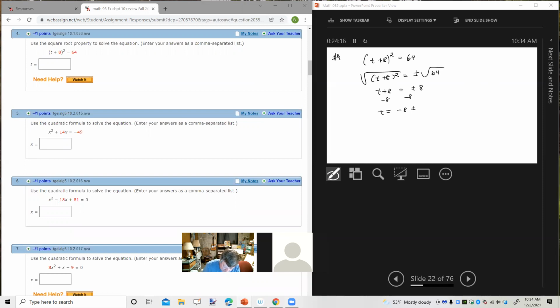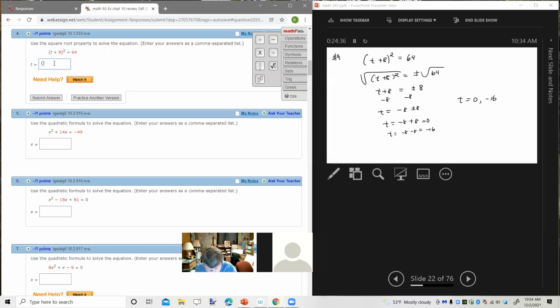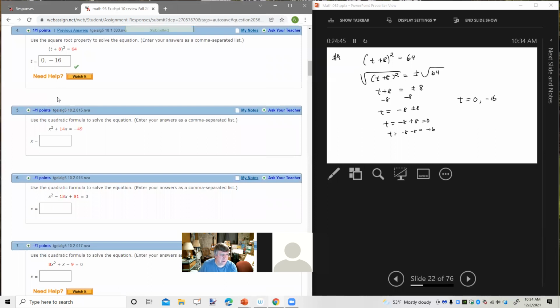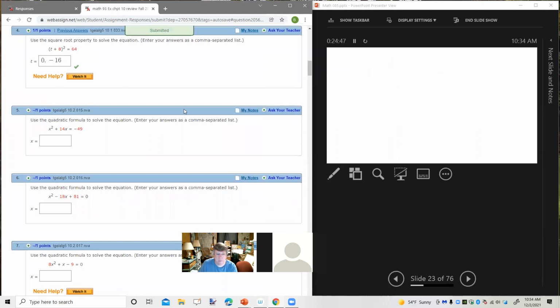T equals negative 8 plus or minus 8. So then we've got t equals negative 8 plus 8, which is 0, and t equals negative 8 minus 8, which is negative 16. So t equals 0 and negative 16. Okay, we've got t equals 0, comma, space, negative 16. All righty, any questions there?